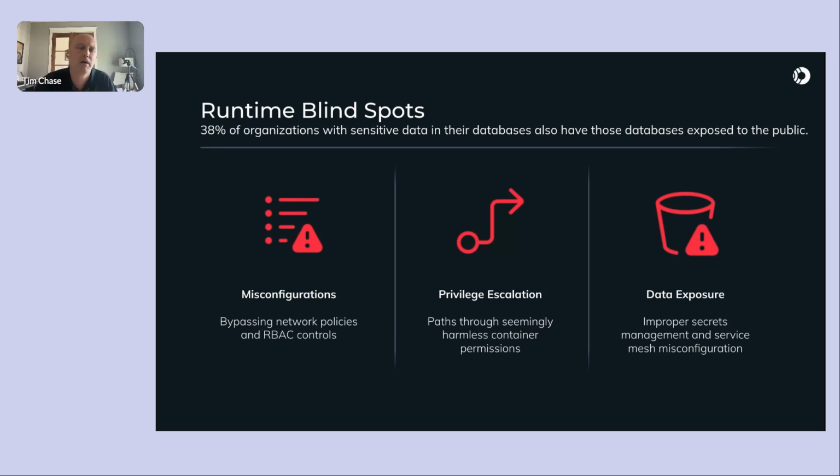The statistic that I'll throw out here is also from our state of cloud security report: 38% of organizations with sensitive data in their databases also have those databases exposed to the public. And I don't think that they do that intentionally. I don't think that organizations tend to go out there and just put their databases out there for everyone to see, right? I think it comes back to the misconfigurations again in your runtime.